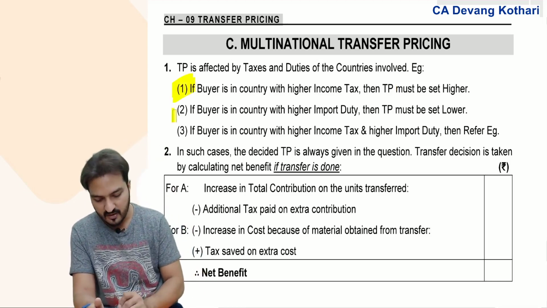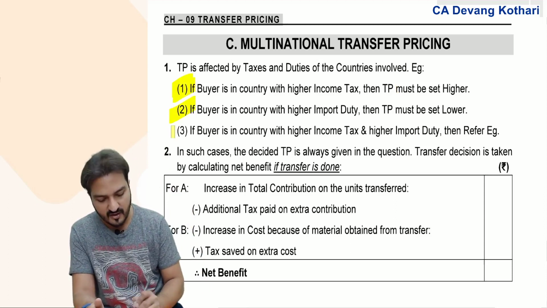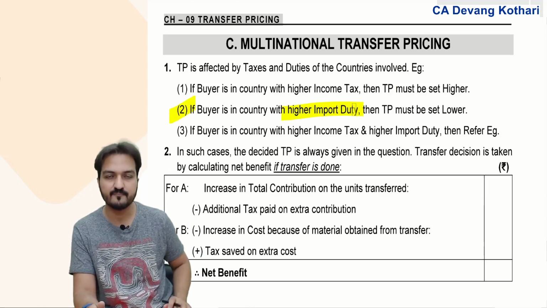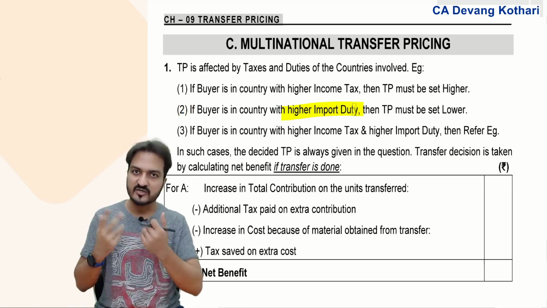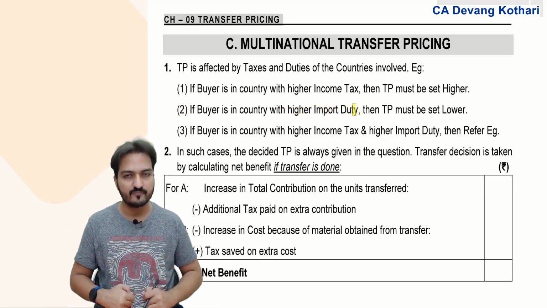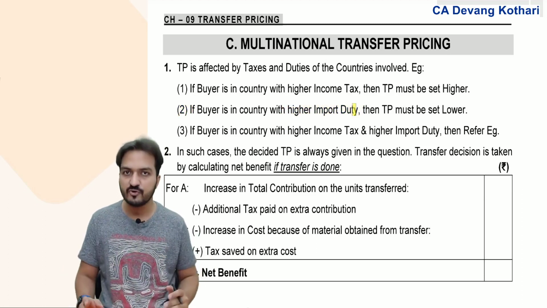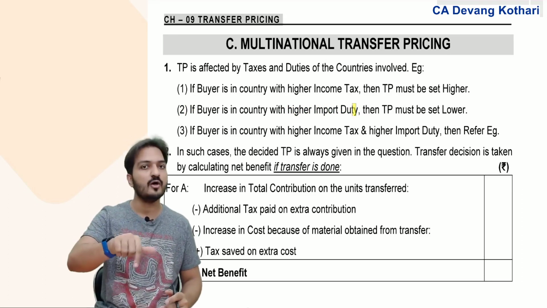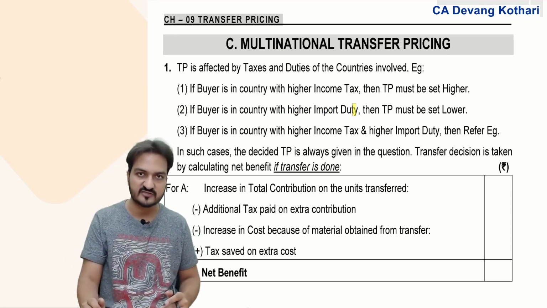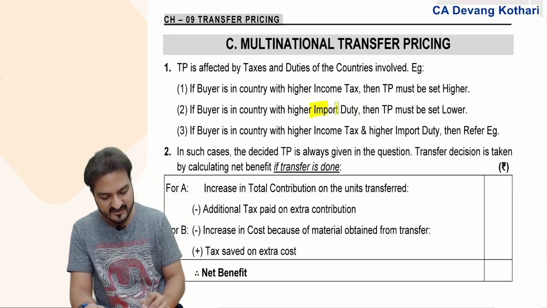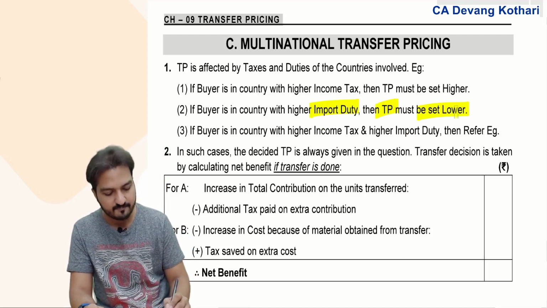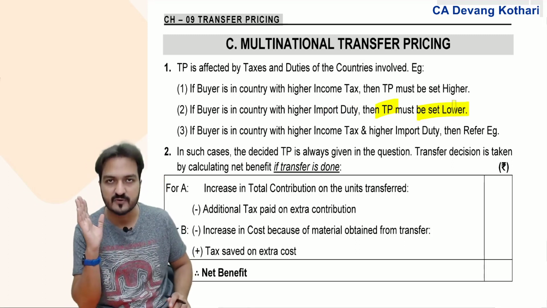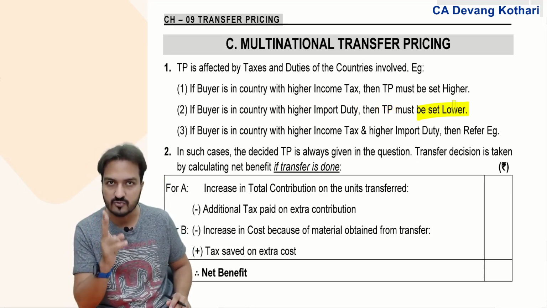Rule 2: if the buyer is in a country with higher import duty, look, for the buyer country, this transfer will become an import. If they have very high import duty, then import duty will be charged on the value of the transfer. If the import duty is very high, then it would be better that you transfer at a price as low as possible. These are my two basic rules.